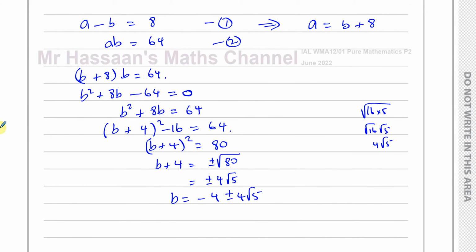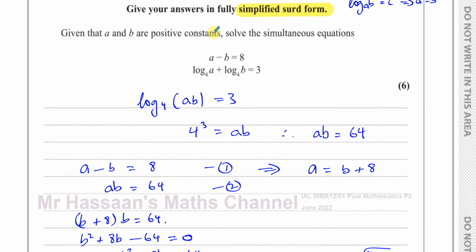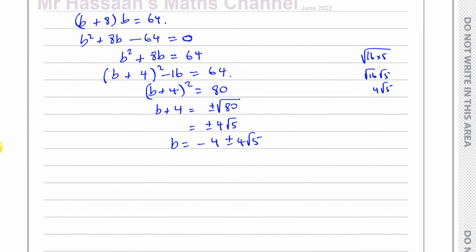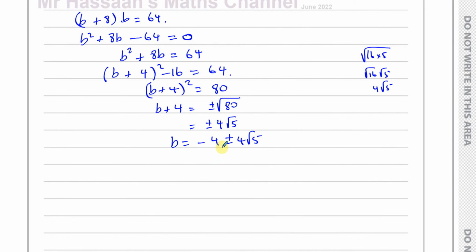Now the question tells us that a and b are positive constants. If I do minus 4 root 5, now 4 root 5 is going to be a magnitude bigger than 4, so I'm going to end up with a negative answer. Anyway, if I subtract something from negative 4, it's going to be negative no matter what it is. And minus 4 plus 4 root 5, the magnitude is going to be bigger than minus 4, so that's going to give us something positive.